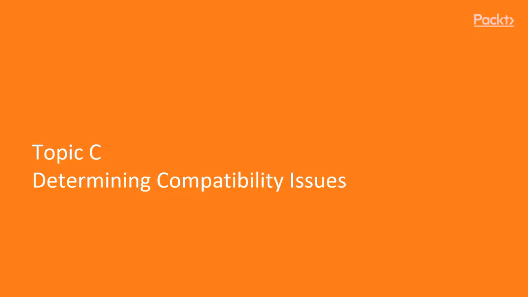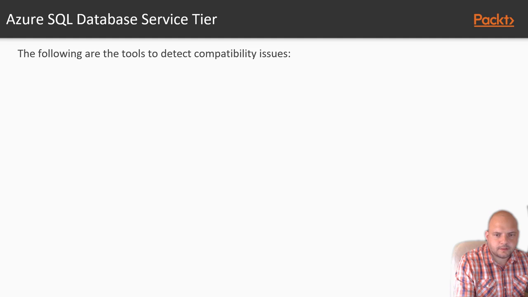The next topic is topic C, determining compatibility issues. Once you've finalized the service tier, the next step is to migrate both the schema and the data from the on-premises SQL database to Azure SQL databases. Not all features are the same and supported on Azure SQL Server. Therefore, you're first going to have to do a compatibility assessment or test and then fix any compatibility issues.